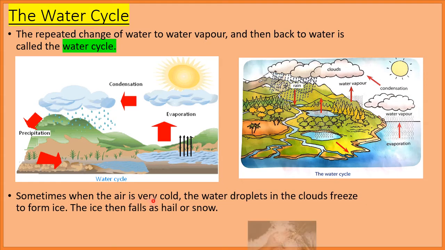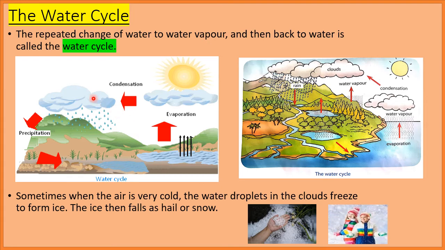Sometimes when the air is very cold, the water drops in the clouds freeze to form ice. The ice then falls as hail or snow.